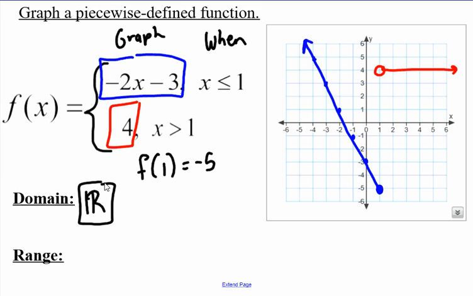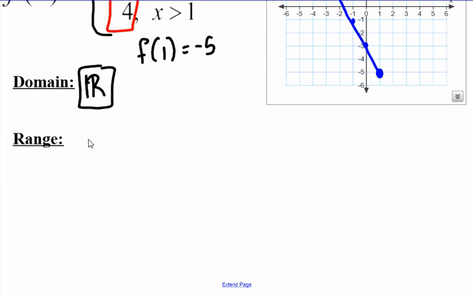for x. The range, though, if you look at what y values you get, well, really this red line doesn't help us with y values because it's always 4. But this blue one says you'll get all y values and keeps going up and up and up. You'll get all the positives, and then you go down and down and down, and the smallest you'll ever get is -5. So your range is going to be any y value that's greater than or equal to -5.